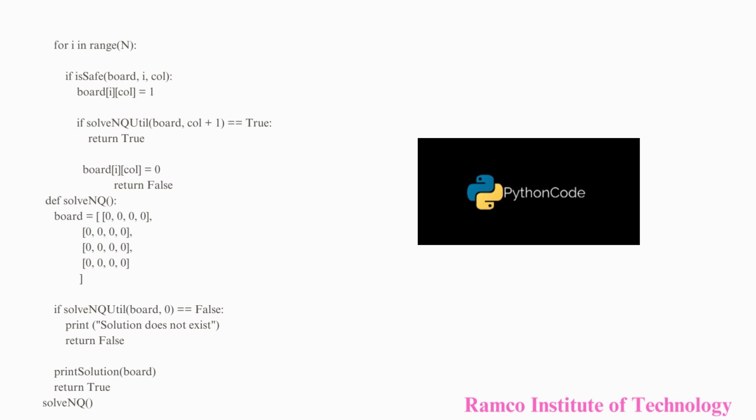And next we will define solveNQ function. In this function we have to represent the matrix, that is 4 cross 4 matrix. If solveNQUtil board of 0 equal to false means we have to print solution does not exist. Otherwise, we will print the feasible solution and return the true value. So this is the coding part of n queens problem. Suppose you want 4 queens, define the n value as 4, and if you want to solve the 8 queens problem, define n value equal to 8.